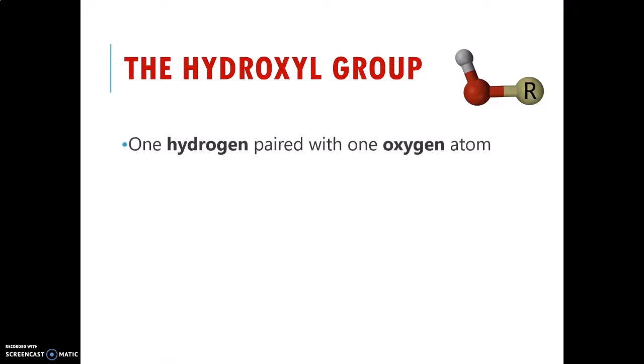So a hydroxyl group is just one hydrogen paired with one oxygen. And when I say paired, I do mean covalently bonded. That's a covalent bond. We remember that oxygen is very electronegative, so that's an unequal sharing of electrons, so it would be a polar covalent bond. The symbol is just OH.